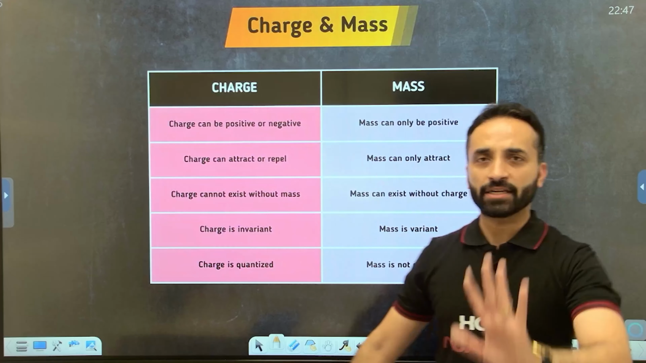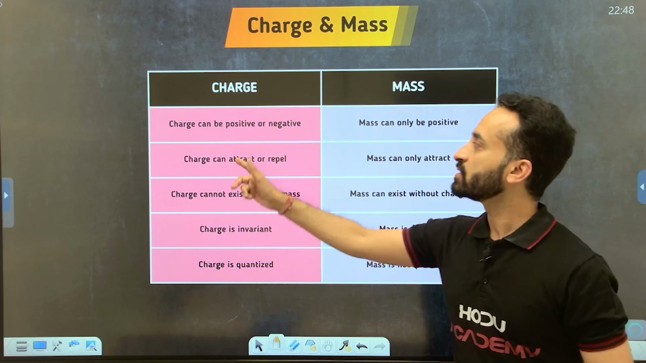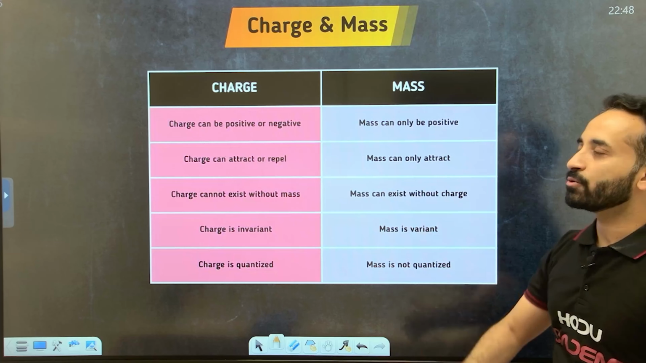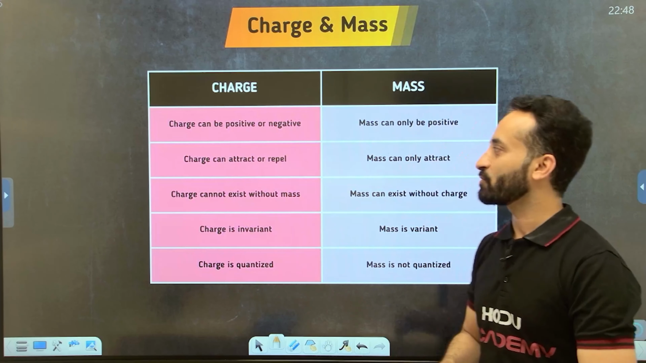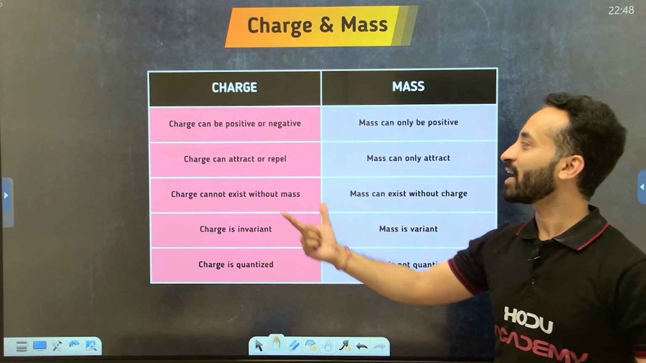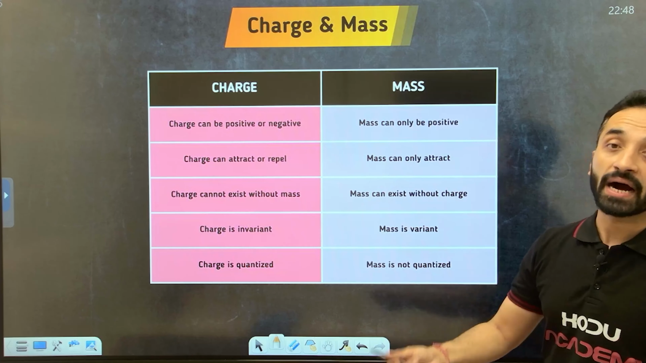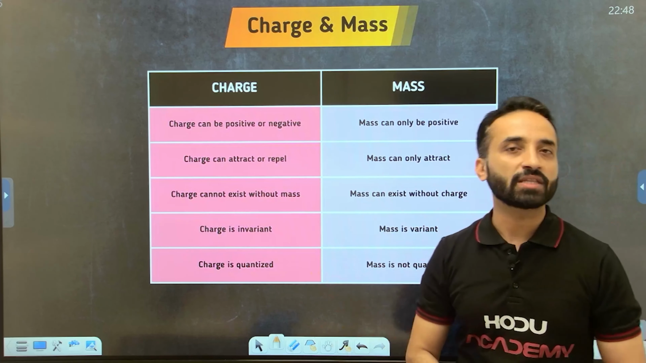So finally we'll end today's class just by stating the difference between charge and mass. Charge can be positive or negative, mass can only be positive. Just brushing up with what we've done. This is class 12th, this is class 11th. Charge can attract or repel, mass can only attract. Charge cannot exist without mass, but mass can exist without charge.